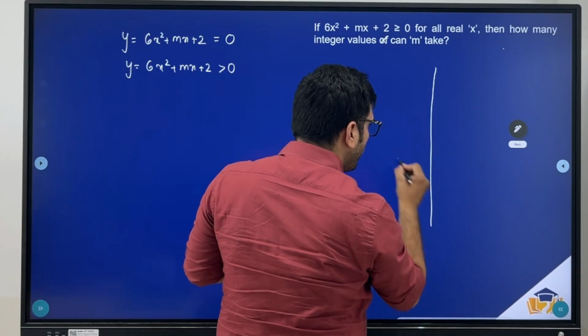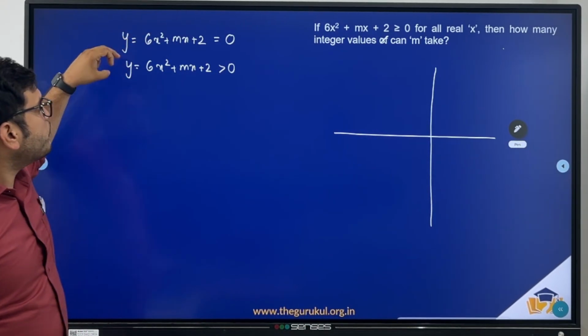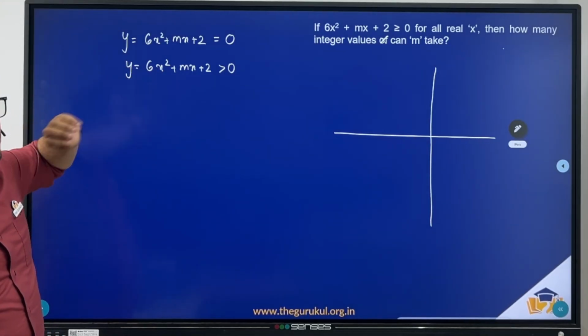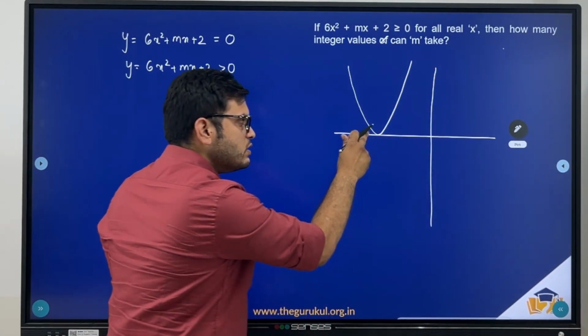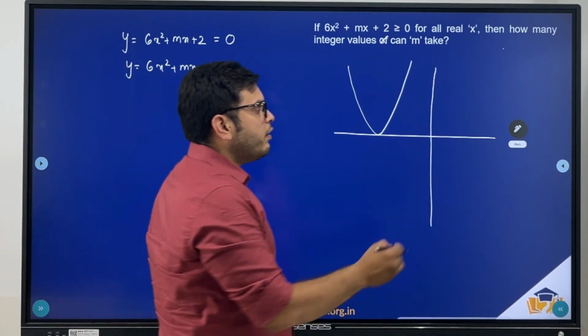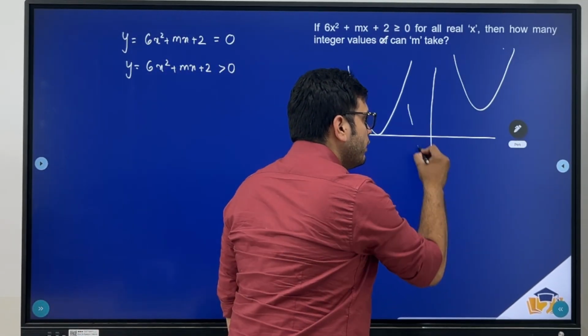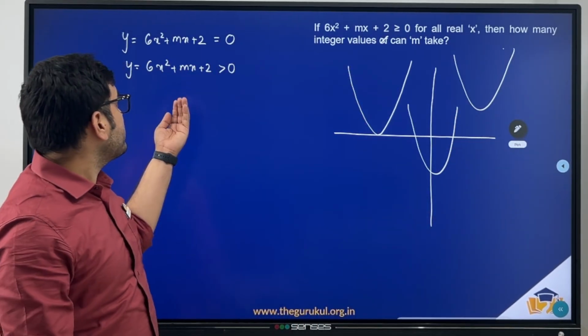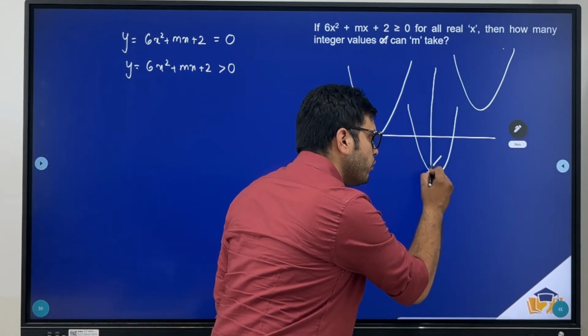If I draw a coordinate plane, right? So the graph of this expression y is equal to 6x square plus mx plus 2, that can be either like this, then y is equal to 0, or y greater than 0. It should be like this. Right. You cannot have the graph of the equation y is equal to 6x square plus mx plus 2 like this. Y cannot be negative. Now this is not possible.